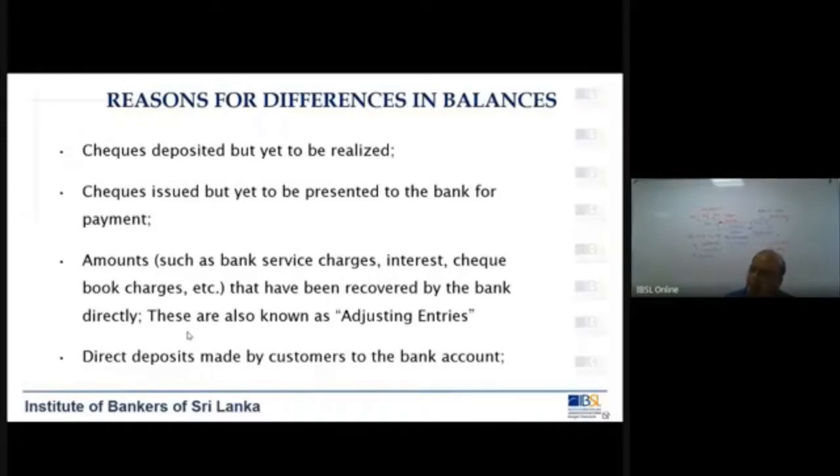So the 4 types of transactions that we looked at here all will cause a difference in the 2 records. When we say differences in balances, we mean the 2 records. What are the 2 records? Your cash book bank column and the balance stated in the bank statement. These are the 2 elements.